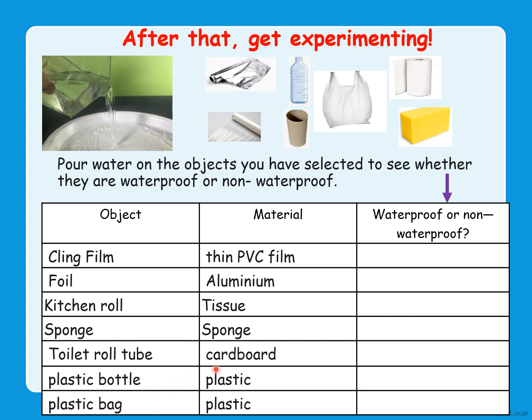Okay, so once I've tested my cling film, I'm then going to write waterproof or non-waterproof in that box. Once I've tested my foil, which is made out of aluminium, I'm then going to write waterproof or non-waterproof in that box, and I'm going to keep going until all of my boxes have been filled. Off you go, start experimenting, have fun, and make sure you come back to the video once you have finished.